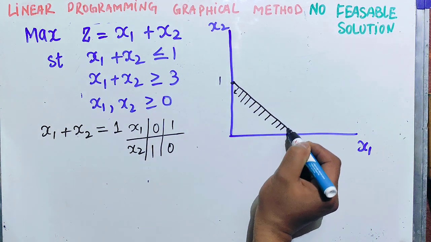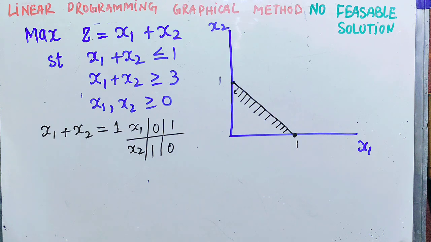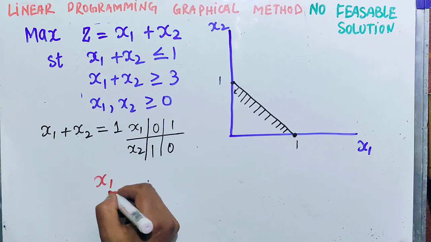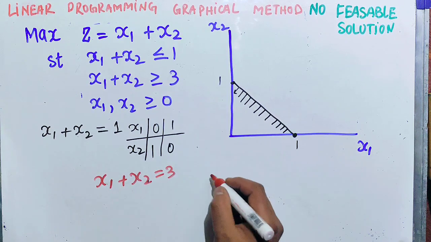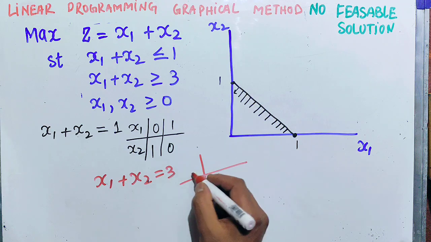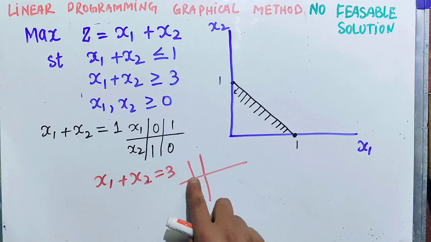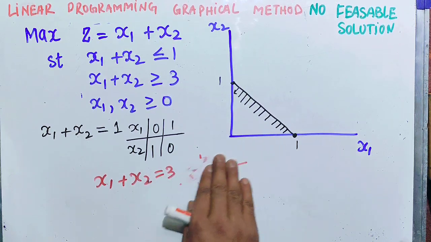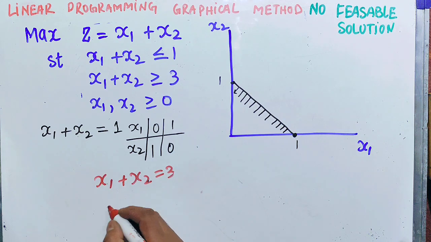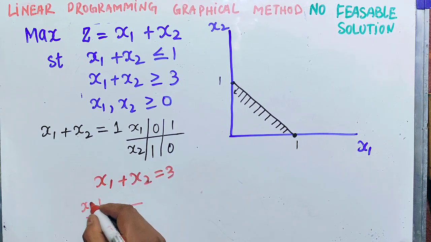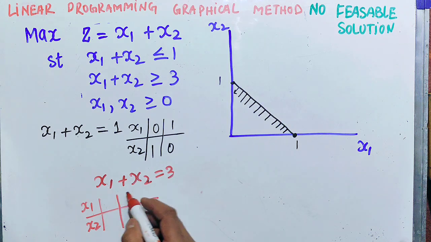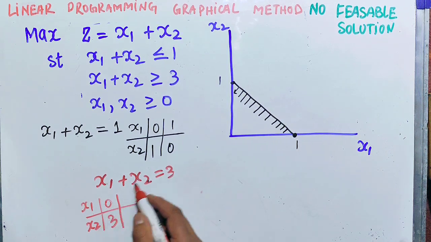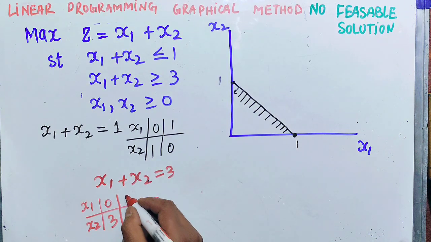Okay, so this is one constraint. For the second constraint, we have x1 plus x2 is equal to 3, and let us take the values. So we have x1, x2. When x1 is equal to 0, x2 is equal to 3, and when x2 is equal to 0, x1 is equal to 3.